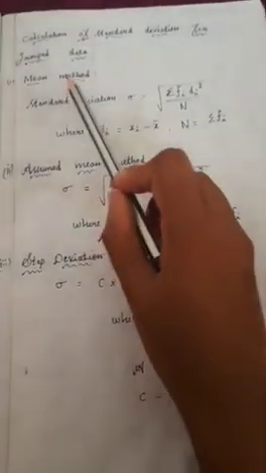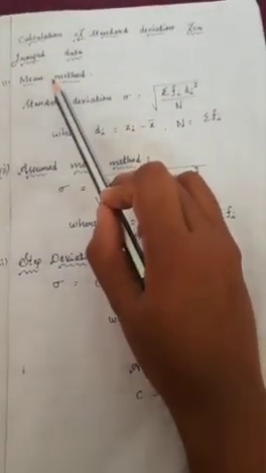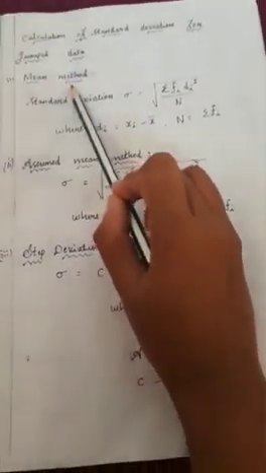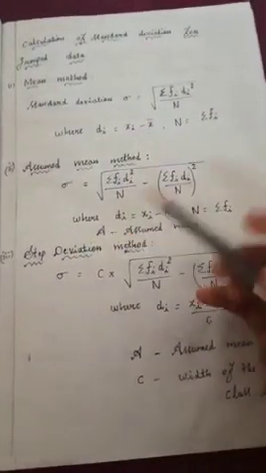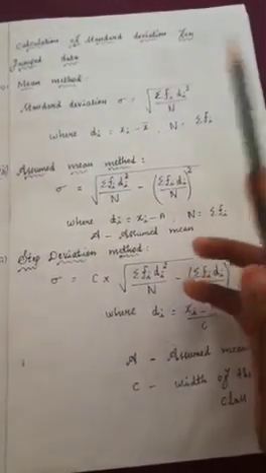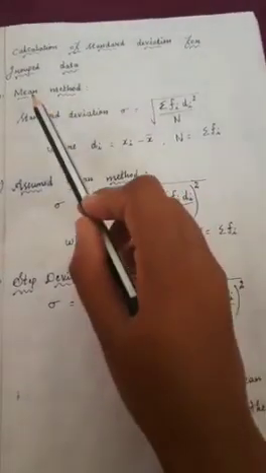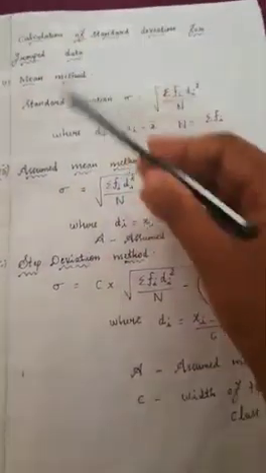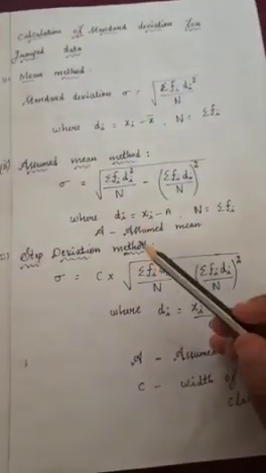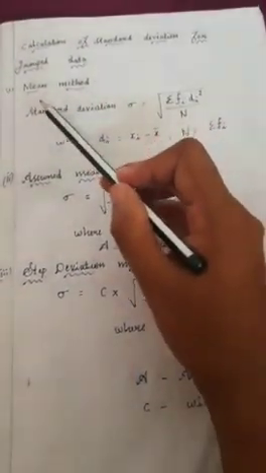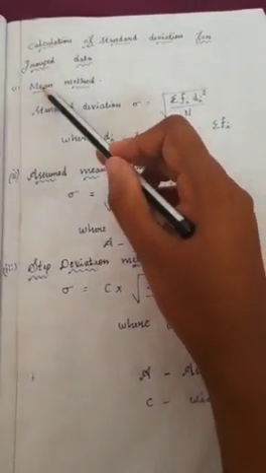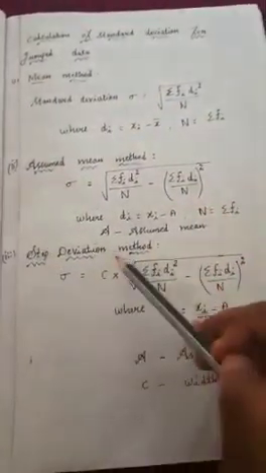So with the frequency distribution, the data has been placed in categories, that is grouped data. For finding the standard deviation of grouped data, the first method is the mean method. Here they have given 3 methods. Any method you can use to find the standard deviation for grouped data. Here the direct method we don't have. For ungrouped data only we use the direct method. So here we have the mean method, assumed mean method, and step deviation method.